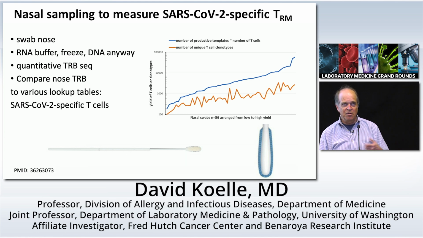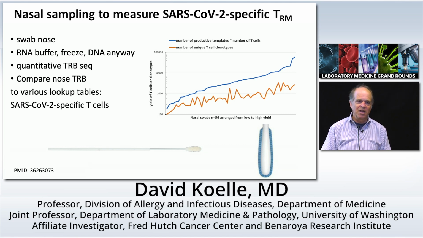And submitted that for the quantitative T cell receptor beta sequencing. And the graph there shows, probably the blue line is the more relevant one, the number of productive TCR templates, which correlates with the number of T cells per sample. There was quite a range, between 200 and about 50,000 T cell equivalent genomes recovered per swab. If you spend any time around kids or snot or something, you know that everybody's is a little bit different and everybody's nasal swab is going to be a little bit different.